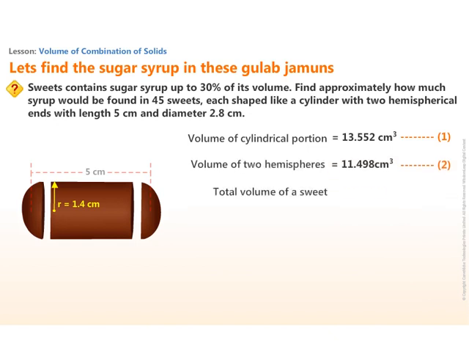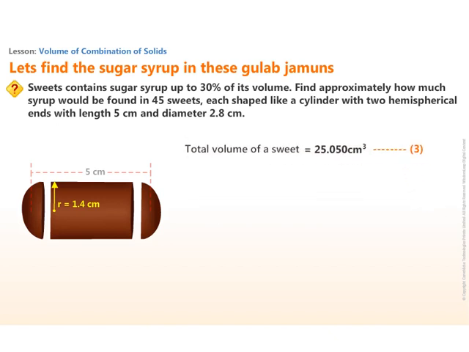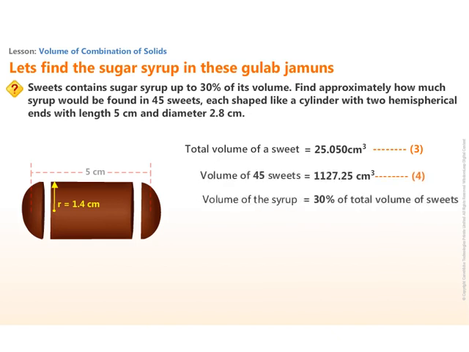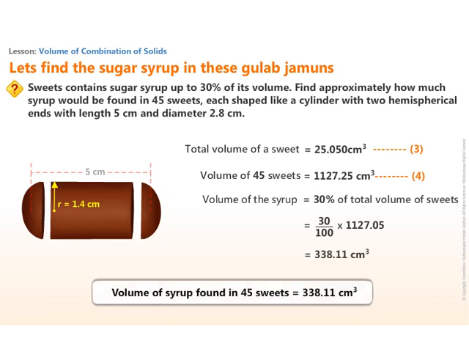Total volume of sweets is equal to the sum of the volumes of cylinder and the volume of the two hemispheres. Substituting the computed values of volumes, we get total volume of sweet is equal to 25.050 centimeter cube. So, volume of 45 sweets is equal to 1127.25 centimeter cube. It is given that the volume of the syrup is 30% of the total volume of sweets. Substituting the computed value of volume of 45 sweets, we get volume of syrup as equal to 338.11 centimeter cube.